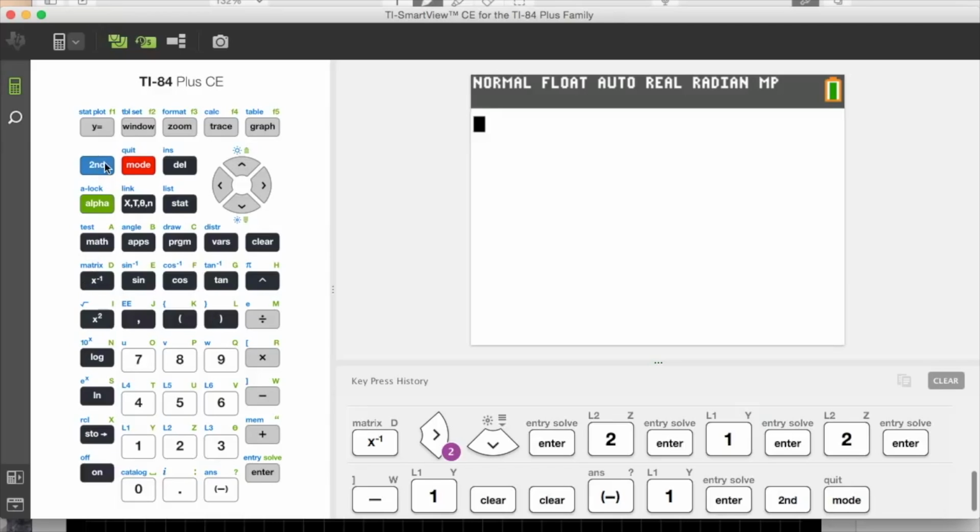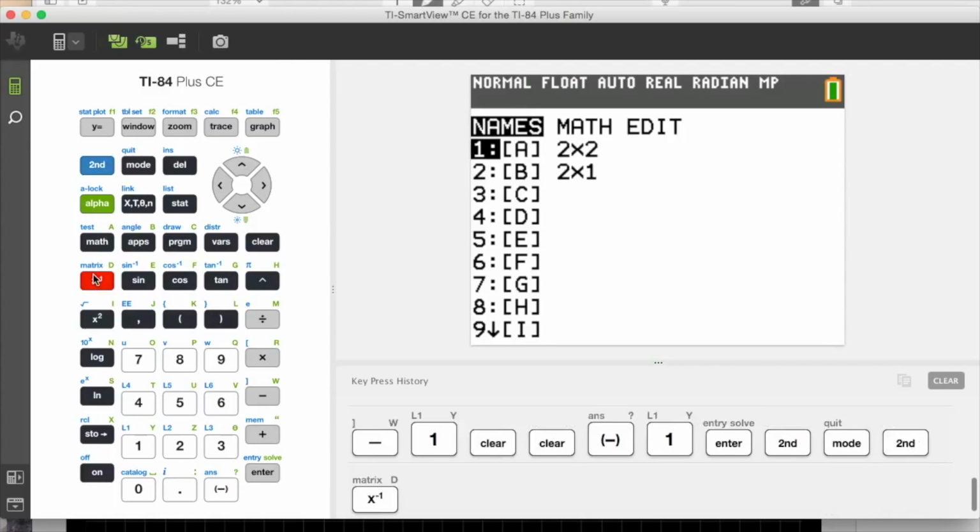It's in blue, so that's going to be second and matrix. It'll bring up our matrices. These are just blank matrices that we want to plug stuff into. And you can see I've already got something plugged into A and B. So let's look at those.